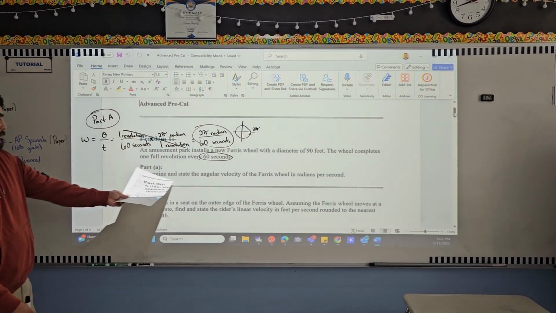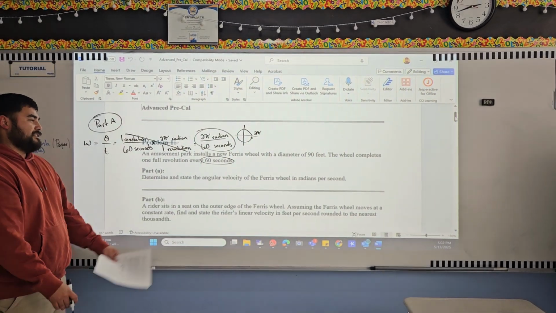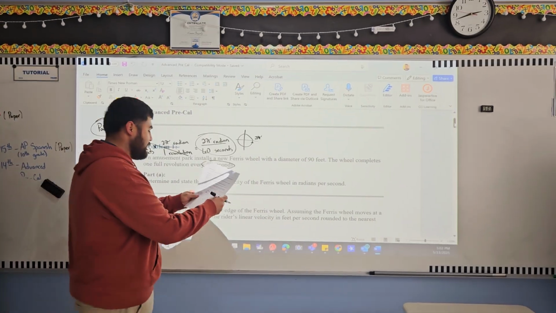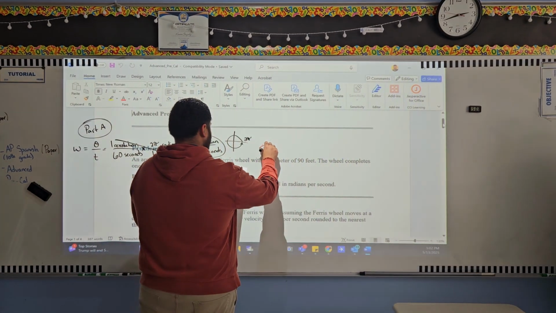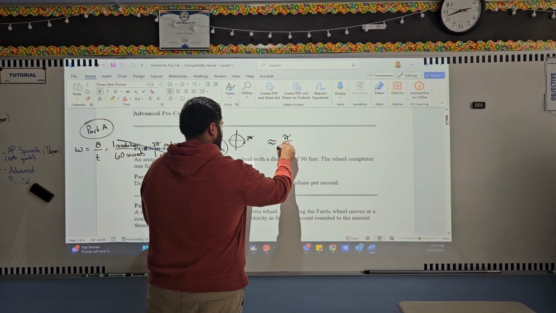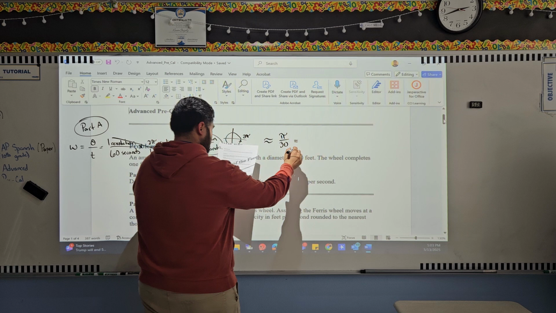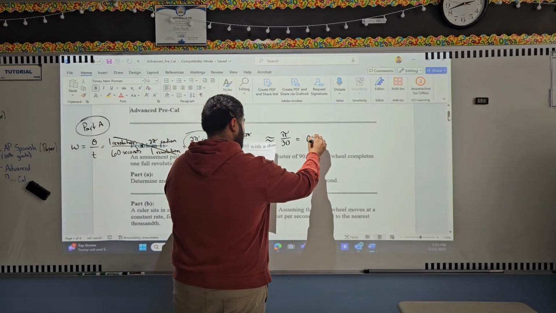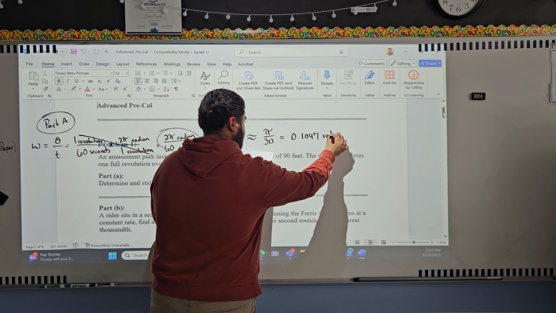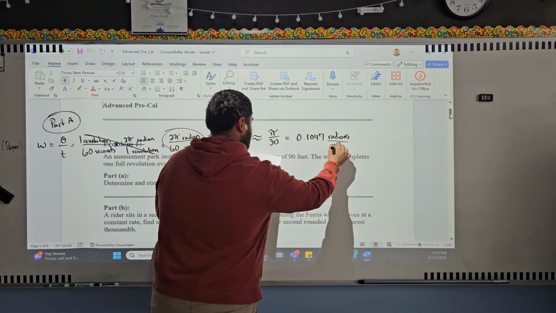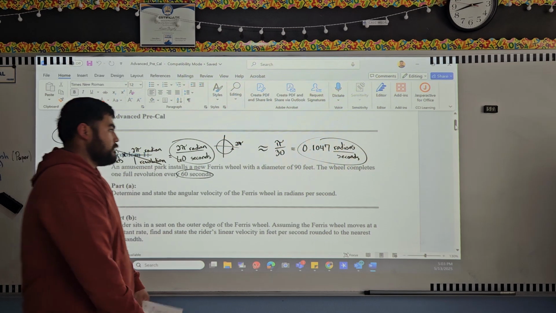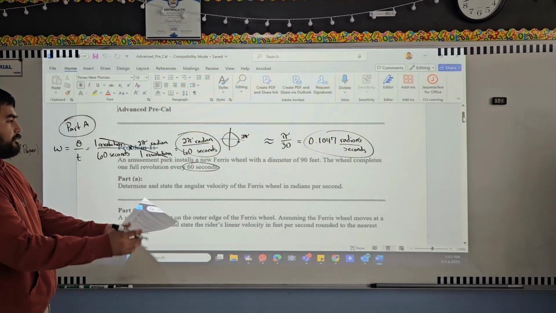Okay, determine the state. I'll be glad if I see this just like that. You want to be fancy, use a calculator, right? Or simplify, right? 2 pi over 60 is basically pi over 30, which is just 0.1047. And again, units, radians over seconds. Cool, cool. So that's literally part A.